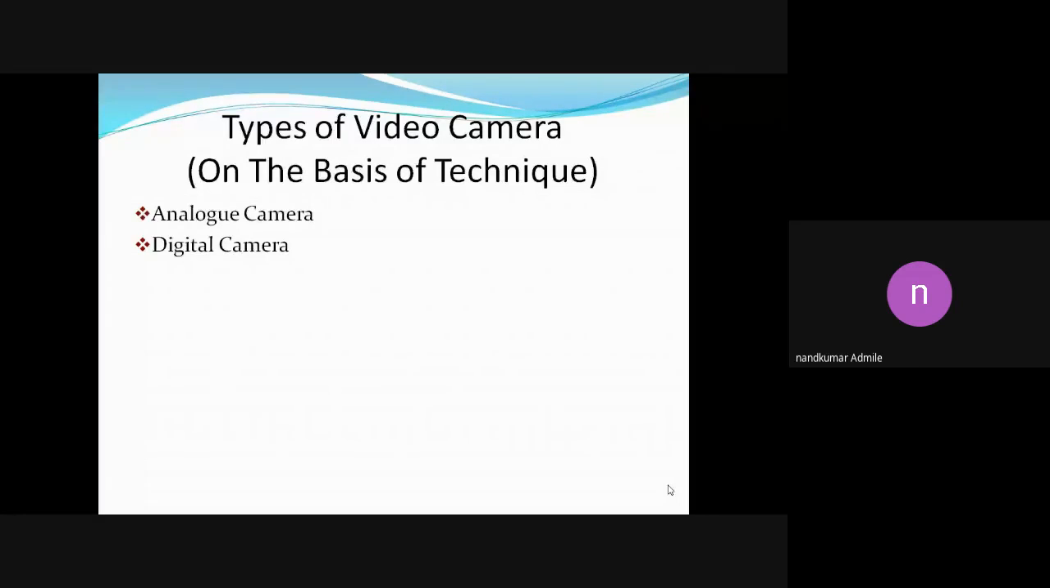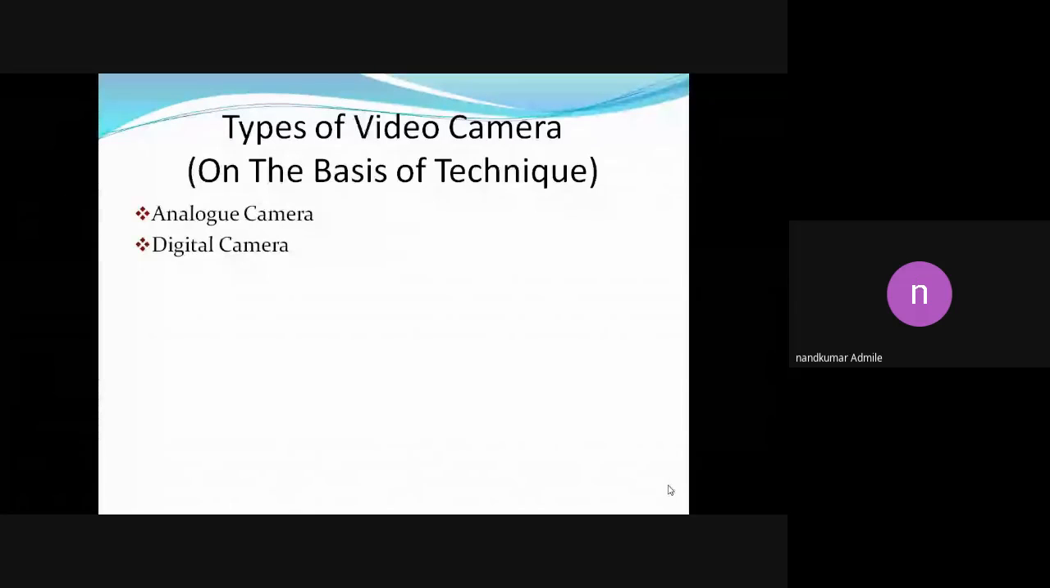Omkar Kadam, what is the difference between analog camera and digital camera? Is there no difference? Yeah. Hello. Hi, sir. Tell the difference between analog camera and digital camera. Analog camera uses analog pulses and digital camera uses digital pulses. Means the processing of analog camera uses the analog pulses and digital camera uses digital pulses.